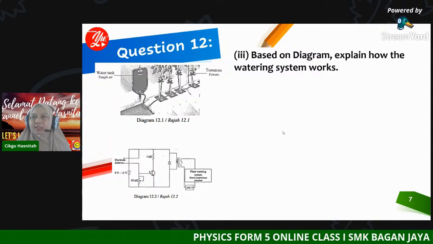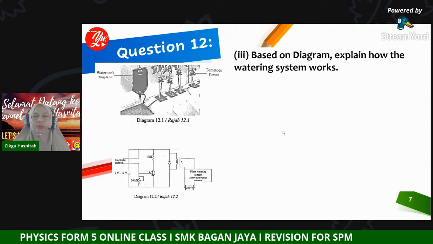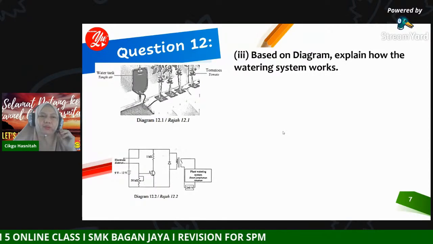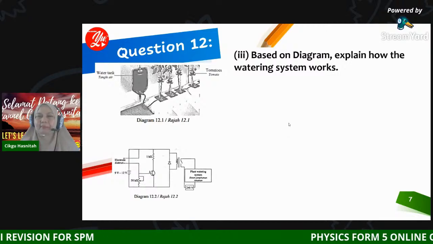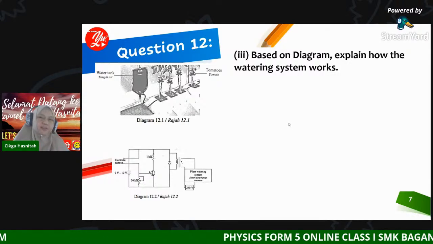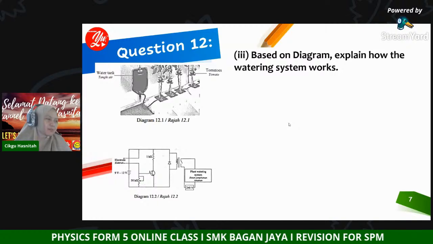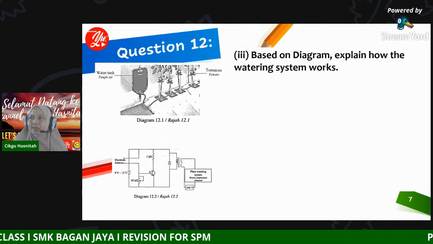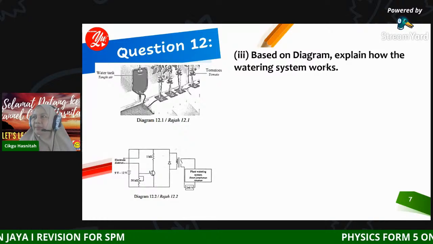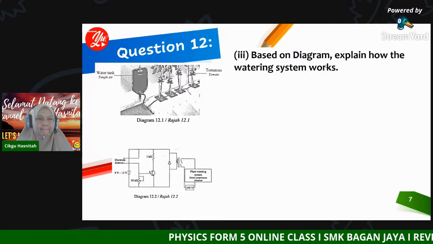Okay, can you share your answer with the others? How to explain the watering system? How does this watering system work? Okay, 4 markah. Any idea? You want to share your answers? See can get marks or not? Or from 4, how many you can hit? Okay, you can share with the others. Based on diagram, again, explain how the watering system works.